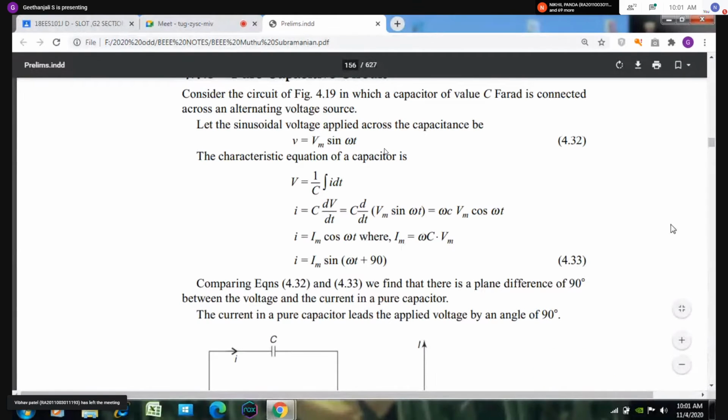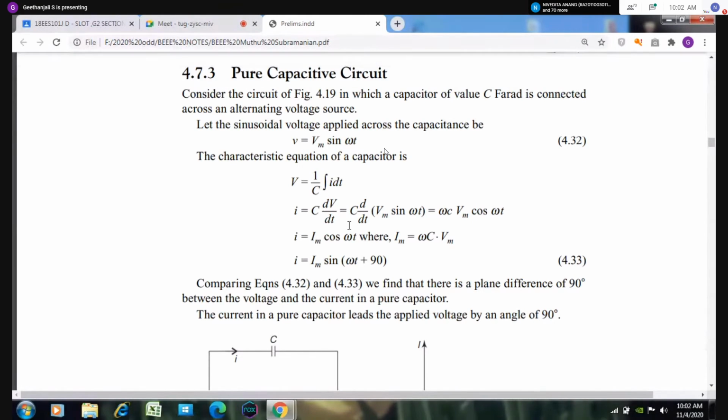So you can write in terms of integration, that is i = (1/C)∫... Then you know the expression for V, substitute the V expression. Then you will finally get the expression Im = omega C Vm. So I is equal to Im sin omega t, where Im is the maximum value of the current.